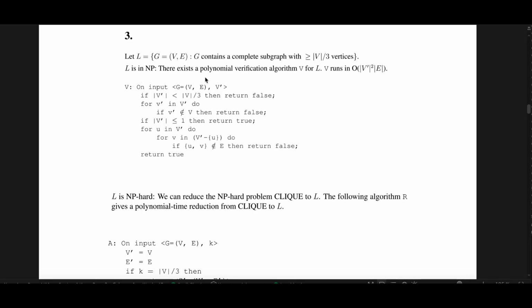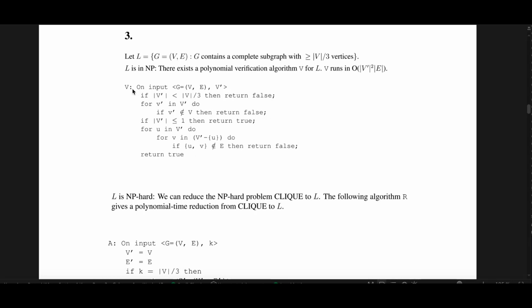That is because there exists a polynomial verification algorithm V for L. V runs in O of the number of V+ squared and E. And the solution is like this.